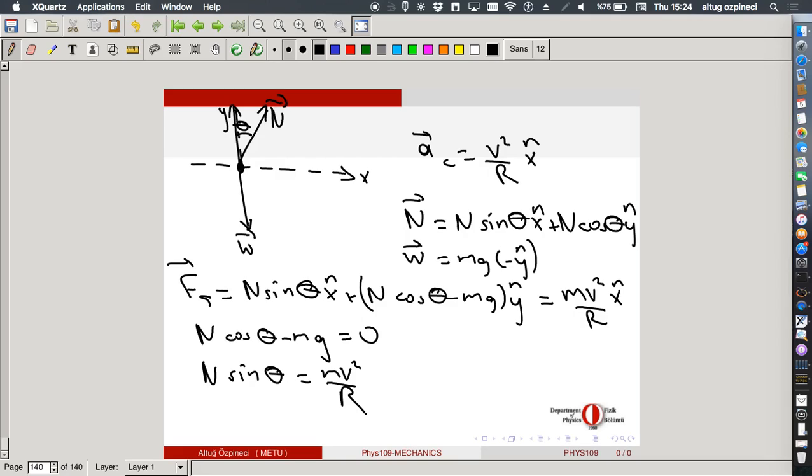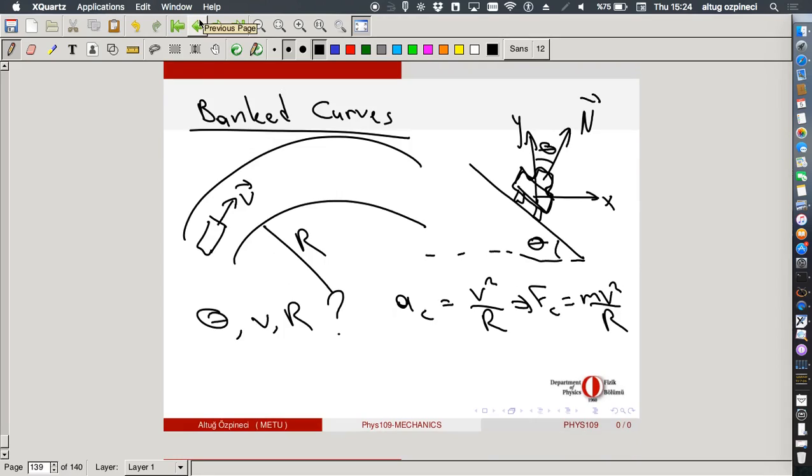The previous one. I thought that n was upwards like that. No, n is perpendicular to the surface.